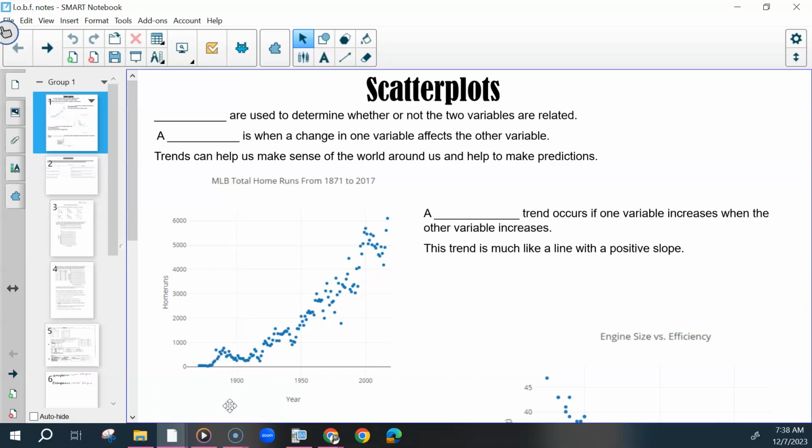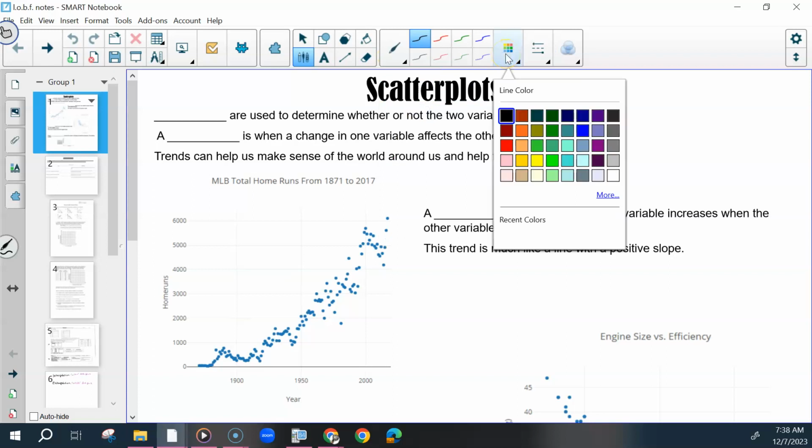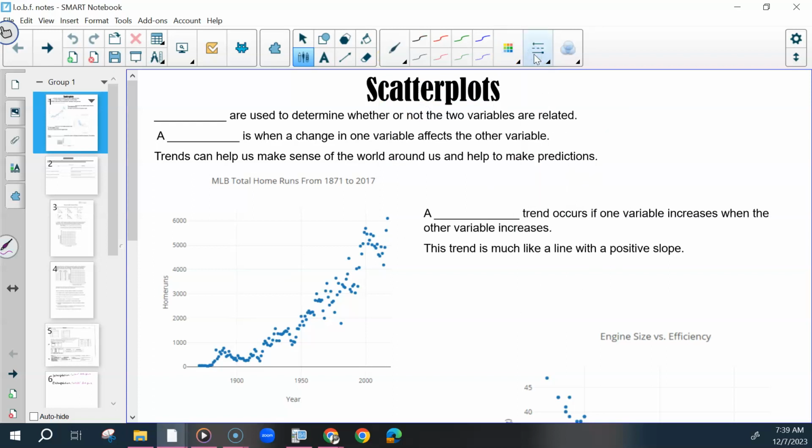So let's talk about some vocab first. Scatterplots are used to determine whether or not the 2 variables are related. A trend is when a change in one variable affects the other variable. Trends can help us make sense of the world around us and help us make predictions.